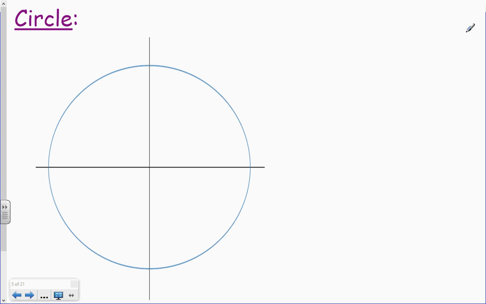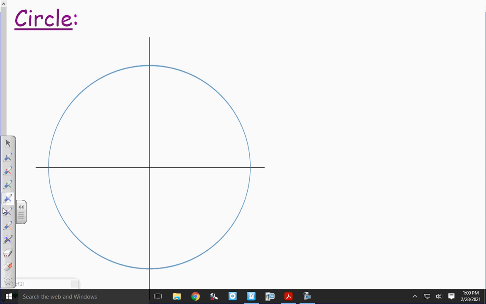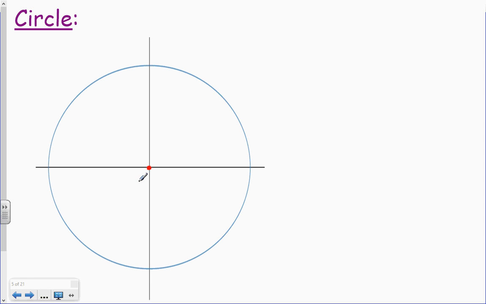All right, a circle does have a center right here. We'll label that. It does have a focus. It actually is the same as the center. But there's no directrix. And there's no vertices. So that makes that pretty nice. And there's no A, B, C, and D to calculate.